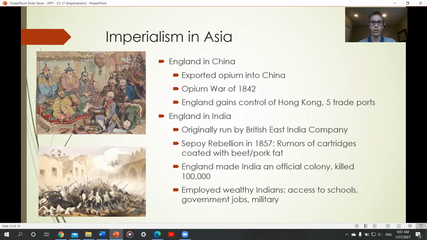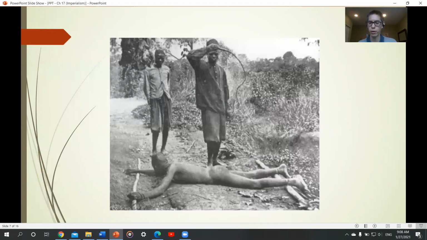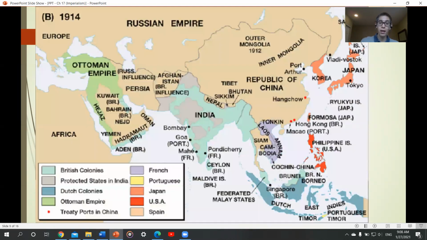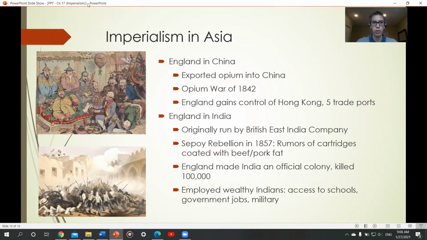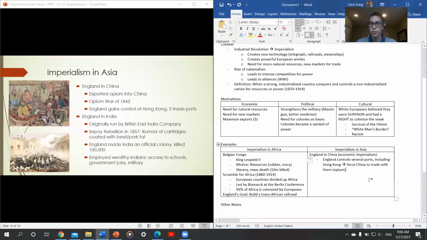One of the more fascinating things that we see in British India is that the British would basically use the educated, powerful, wealthy Indians and force them to serve in the colonial Indian government. So wealthy Indians would be able to go to English schools and get government jobs and serve in the military. Again, I think back to this photograph here where the Belgians used the Africans against each other. Same concept, really, where you see the English hiring the Indians to work in their government.